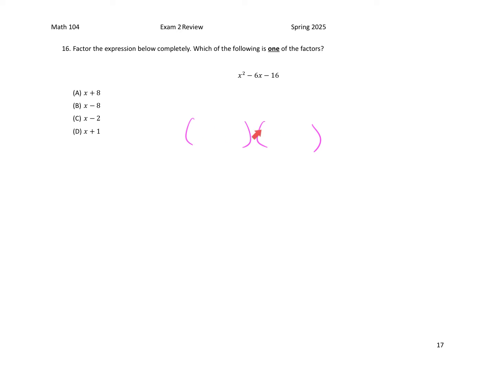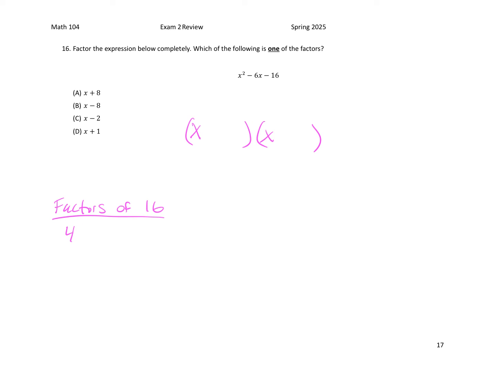Okay. And I want to put something in these bubbles so that when I FOIL these bubbles together, I get x squared minus 6x minus 16. So I know I have to have an x and an x so that when I do the firsts, I get x squared. And when I do the lasts, I need to get negative 16. So I need this and this to multiply to negative 16, but I need them to add to negative 6 also. So let's list some factors of 16.